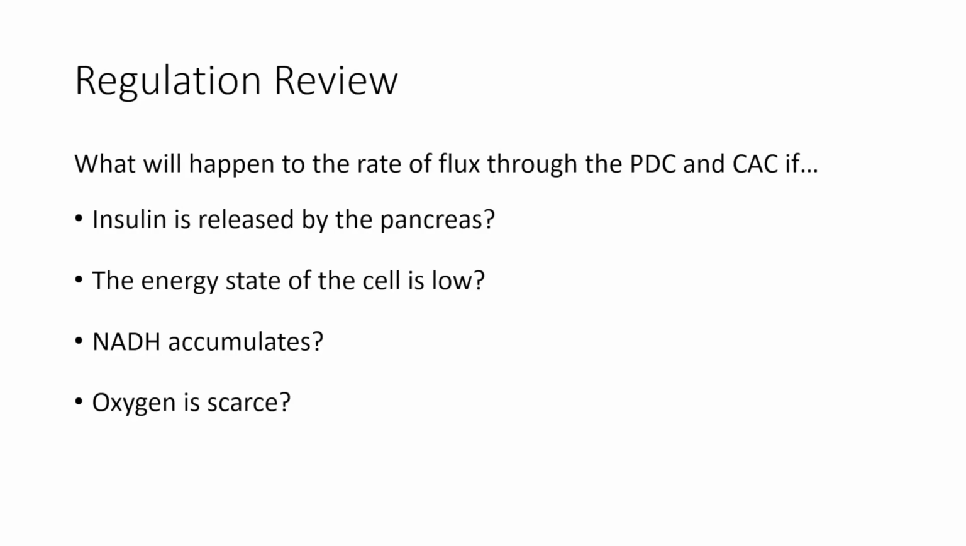So first we'll just review, or I'll have you all take a moment to review your notes. So just think about what is going to happen to the rate of flux through the 2 complexes, or the PDC and the CAC, in each of these 4 situations. So just think about whether it's going to increase or going to decrease. So if it goes faster or goes slower. And I'll give you a few minutes to think about it, and then we'll come together and talk about it.